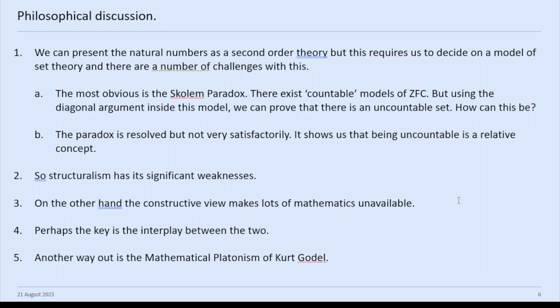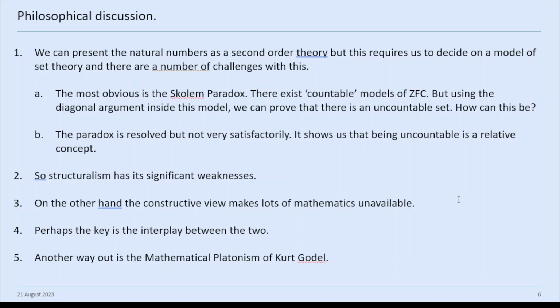A problem with this, actually, is the Skolem paradox, which basically shows there are countable models of ZFC. They look countable to us. But if we use the diagonal argument inside the model, we can find an uncountable set within the model. So how can it be there's an uncountable set within a countable model? Well, the reason is because this countable model is really small, so a bunch of mappings are missing, and uncountability is about the non-existence of a mapping. So we can prove that a set is uncountable within the model because that mapping's missing.